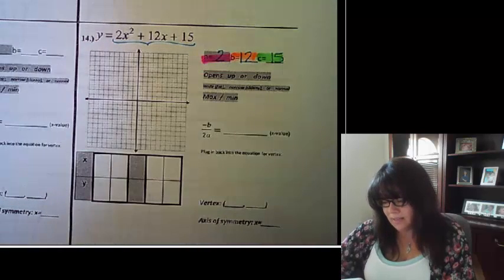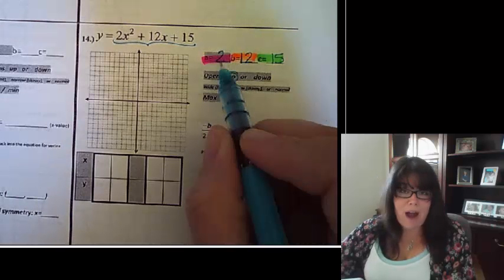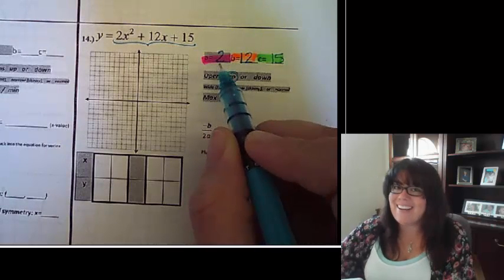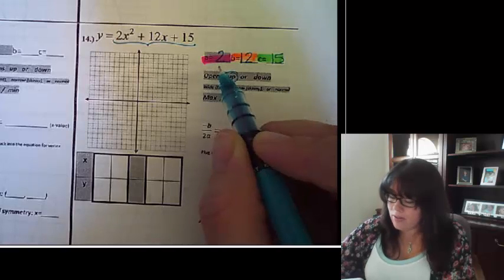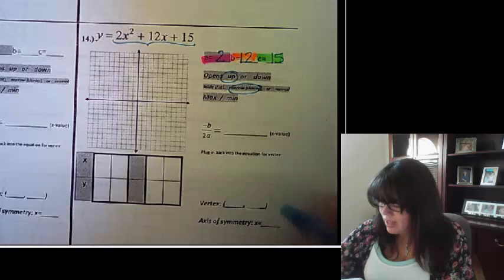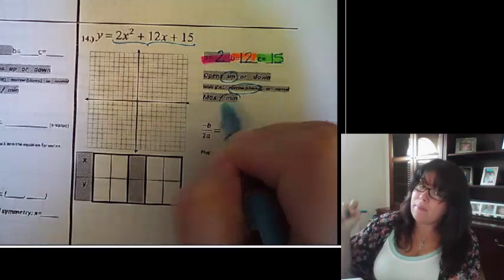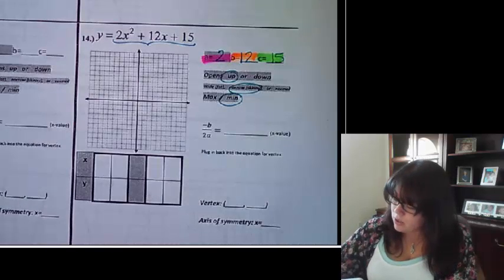So A is positive, which means this will open up. A is not a fraction, so it's not fat. It's not 1, so it's not normal. So the only other option is a narrow or skinny graph. And then if it opens up, that means my vertex will be down at the bottom, and it will be a minimum. So that's a minimum.